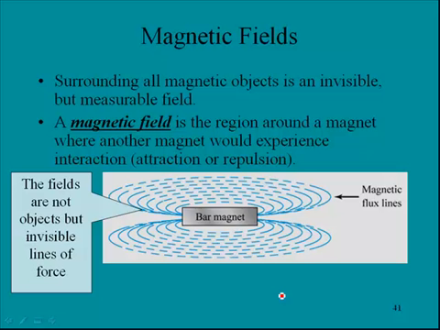Okay, magnetic fields. Here we have a picture of one. Surrounding all magnetic objects is an invisible but measurable field. Now notice that. Surrounding all magnetic objects, it is invisible, it is measurable. A magnetic field is a region around a magnet where another magnet would experience interaction, and it would be either attraction or repulsion. The fields are not objects, but invisible lines of force. And so here we see a bar magnet, and we see the magnetic flux lines that appear around this magnet.